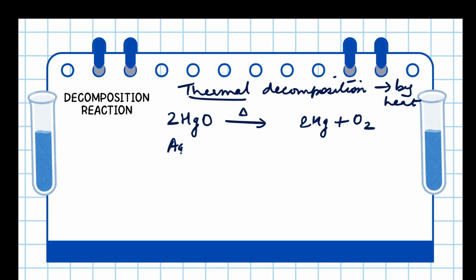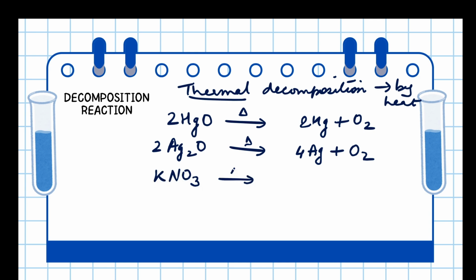Then we have silver oxide. This silver oxide on heating undergoes thermal decomposition to form silver and oxygen. Okay, so in both these reactions we have seen that two new elements are being formed. Okay, then we have potassium nitrate. This on heating forms potassium nitrite and oxygen.